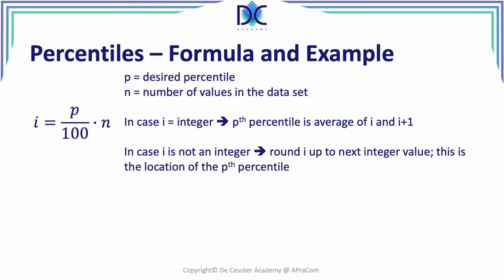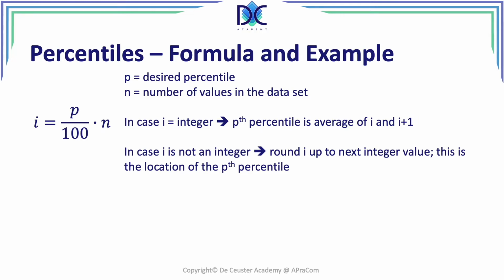So basically, in case the number i is an integer, we have the p percentile, and that's basically it. In the case i is not an integer, we round it up to the next integer value, and this is then the location of the p percentile.